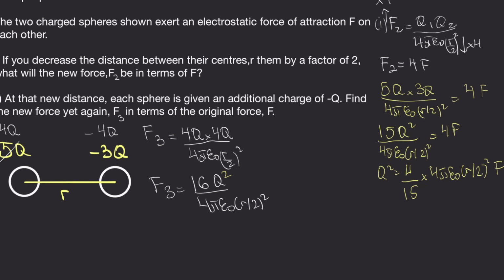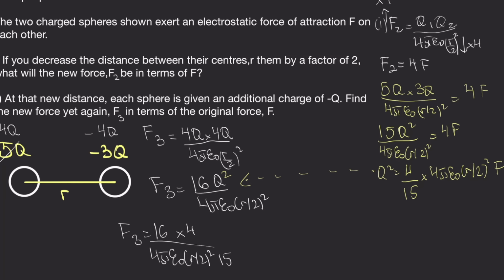Okay, now let's plug this into here, and we should get an expression in terms of f. So if we were to do that, we're going to get that F3 will be equal to 16 over 4 pi epsilon naught (r over 2) squared. Now the 16 will then be multiplied by q squared, and rather than q squared, I am going to write 4 divided by 15 times 4 pi epsilon naught (r over 2) squared, multiplied by f. And look at this, almost all of this is going to cancel out.